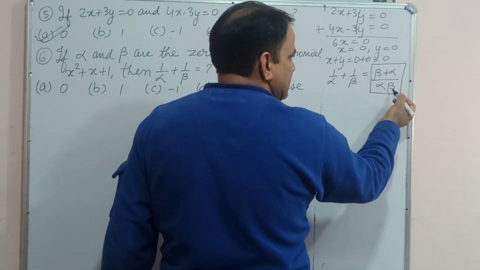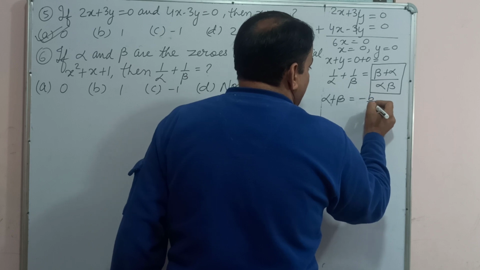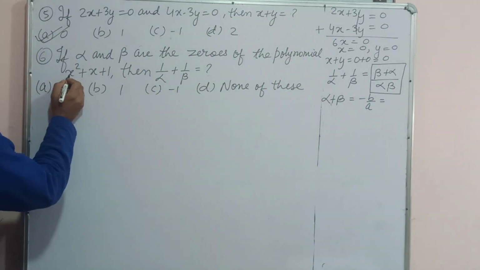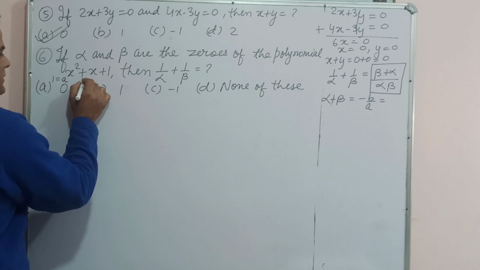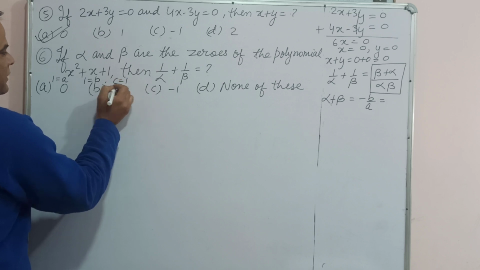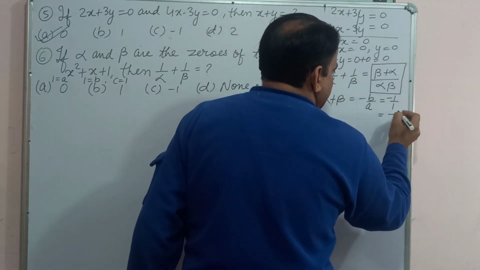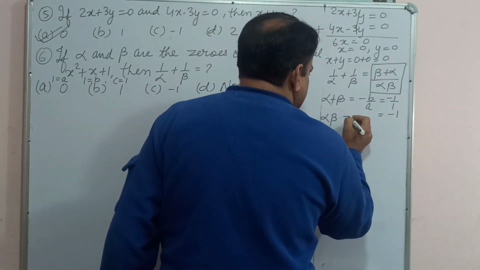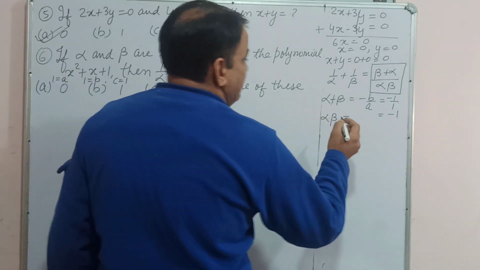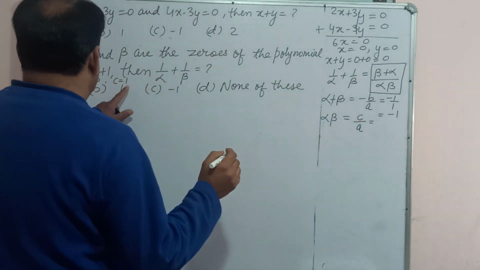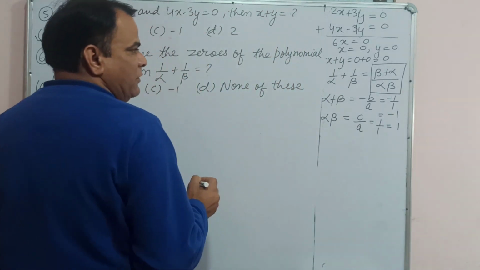This is the sum of roots and this is the product of roots. We know that the sum of roots, alpha plus beta, equals minus b upon a. The coefficient of x squared is a, that is 1, the coefficient of x is b, that is 1, and c is also 1. So minus 1 upon 1 equals minus 1. Now, the product of roots, alpha beta, equals c upon a. C is 1 and a is also 1, that is 1 upon 1, that is 1.